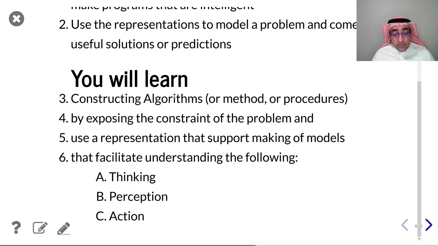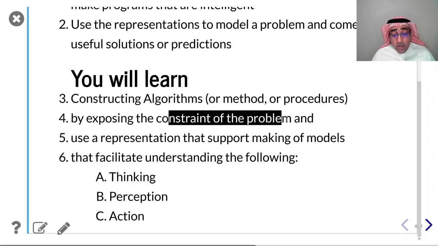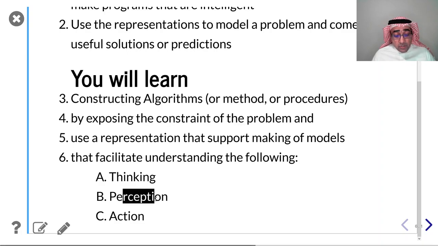You'll learn how to construct algorithms. You will learn about constraint problems. So if you have a problem that has a constraint in it, you will learn how to expose those constraints onto the problem and utilize that to your benefit. We will use perception basically, and we will facilitate thinking, perception, and action taking even for the human being, okay?